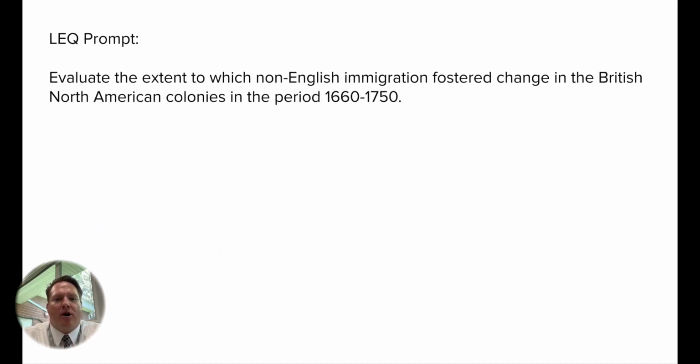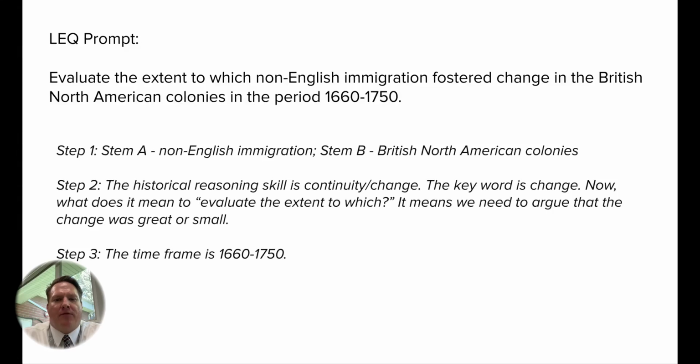Okay, so here's a long essay prompt. Evaluate the extent to which non-English immigration fostered change in the British North American colonies in the period 1660 to 1750. So my first step, remember, is to find the stems. Okay, the first is non-English immigration, and the second is British North American colonies. Those are the 2 things that I am going to be discussing in relation to each other.